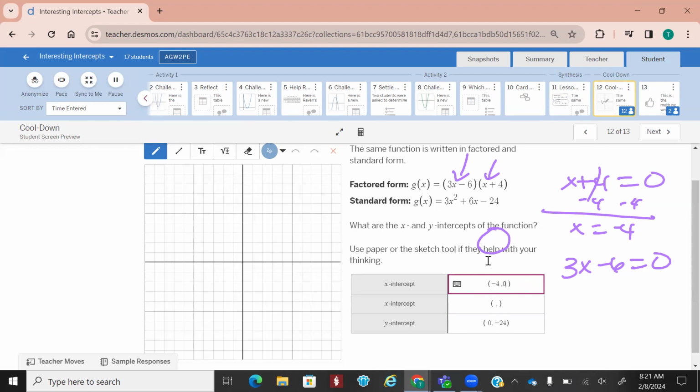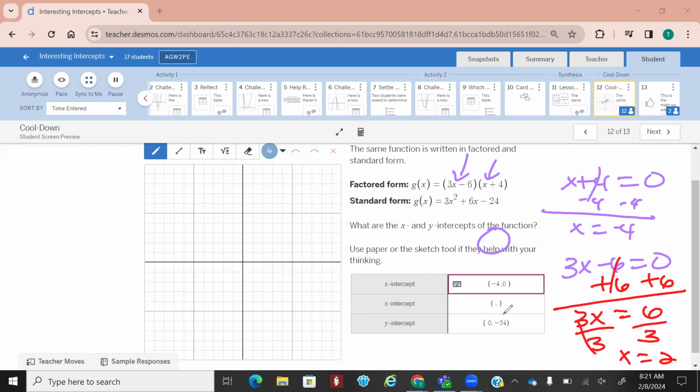Again, the easy part. This one, we're going to have to do a little bit of math, okay? So we're going to have to add 6 to both sides and then divide by 3. So that's going to give us 2, 0.